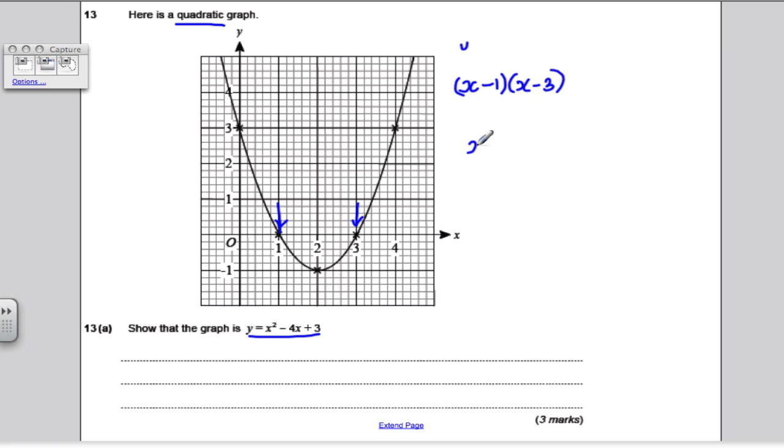Let's times it out. I get x squared minus x minus 3x plus 3. So I get x squared minus 4x plus 3 as required. Now we should just check it gives us this point here. When x is 0, y is indeed 3. So the way you work this one out is knowing that the roots were 1 and 3, the factors must be x minus 1 and x minus 3. Multiplying those factors out gives you the quadratic equation you're looking for.